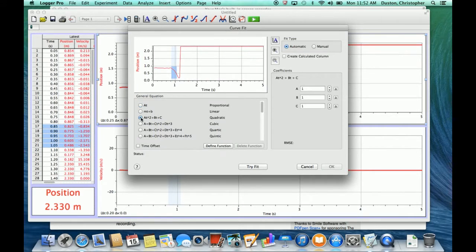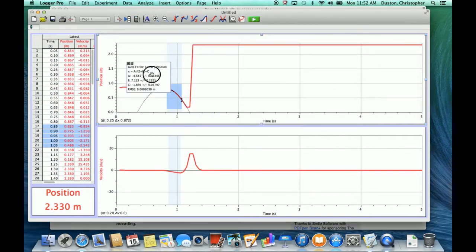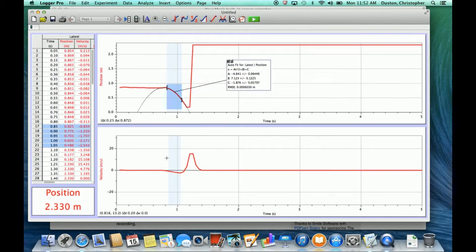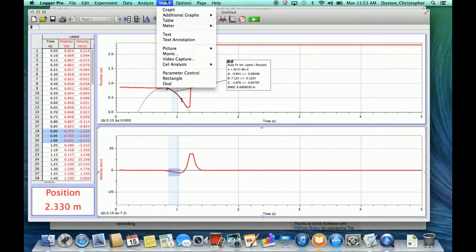I can pick At squared plus Bt plus C. Try fit. Those are my parameters right there, and I'm going to do the same thing down here. I want a linear fit.